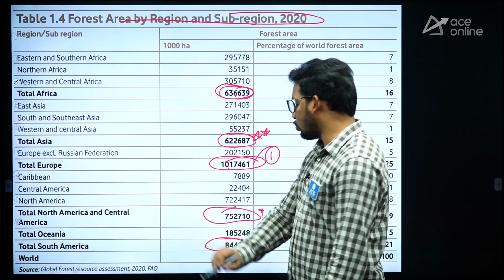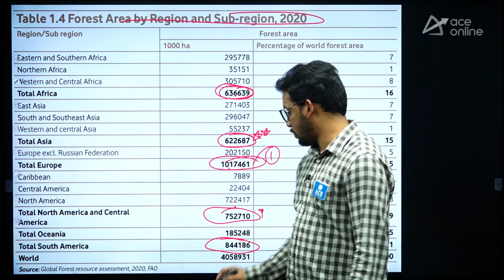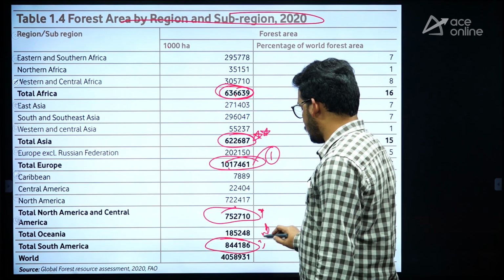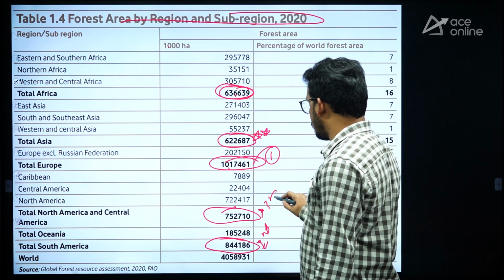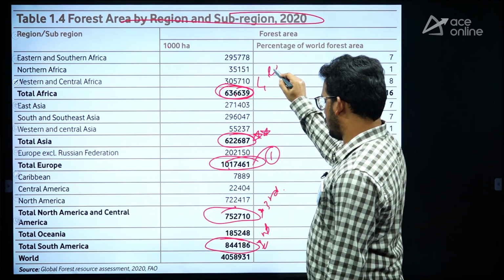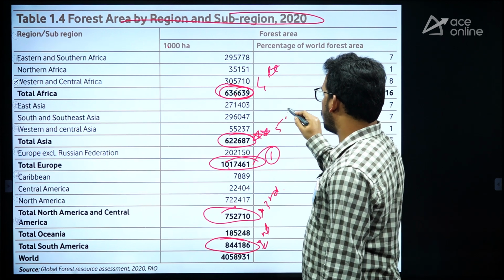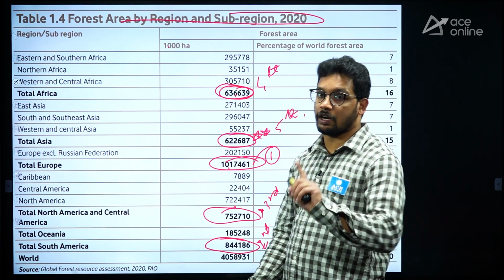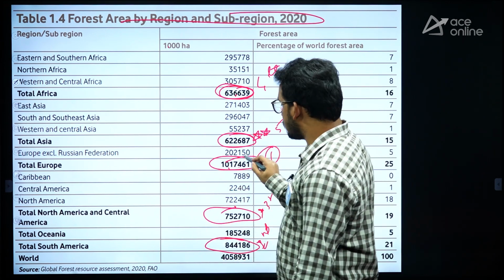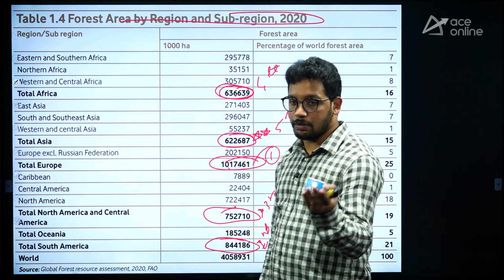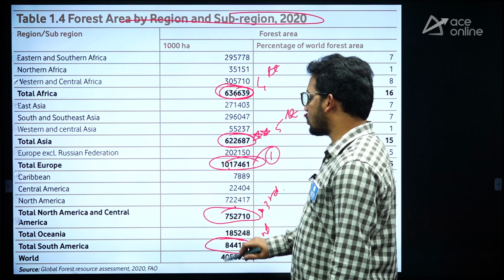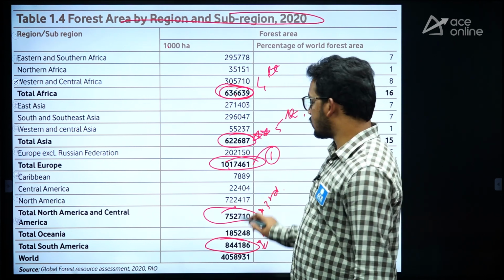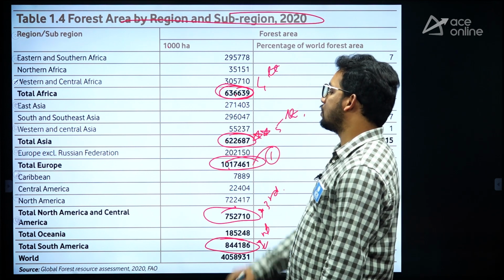Here see, South America, because we have the Amazon forest there. So this is the second place, and this is the third place, and this is the fourth, and Asia is at fifth. We are at the fifth position. That means Asia is not having the highest forest area. It is Europe which has it. So this is a very important point. Followed by South America, then North America and Central America, then Africa, then comes Asia.